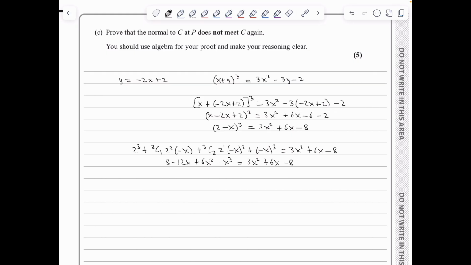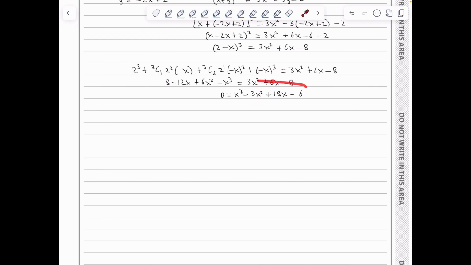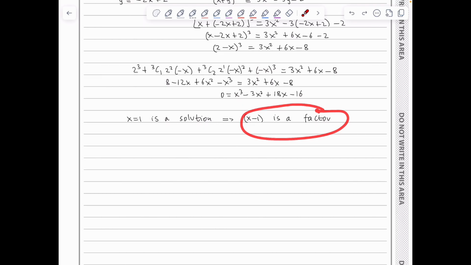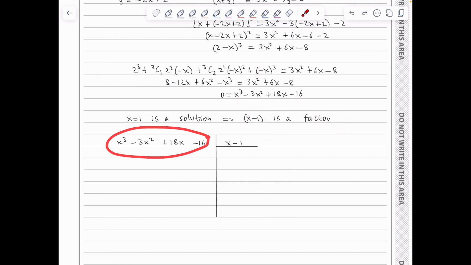I can collect everything on the left hand side, taking me to 0 being equal to x cubed minus 3x squared plus 18x minus 16. I've been investigating solutions of this cubic here, but since we're asked to use algebra, we cannot use the calculator to solve the cubic. Instead, let's consider that we already know that P being a point on the curve means x = 1 is a solution, and therefore x minus 1 is a factor. So I can proceed with the long division. So I'm dividing x cubed minus 3x squared plus 18x minus 16 by x minus 1.